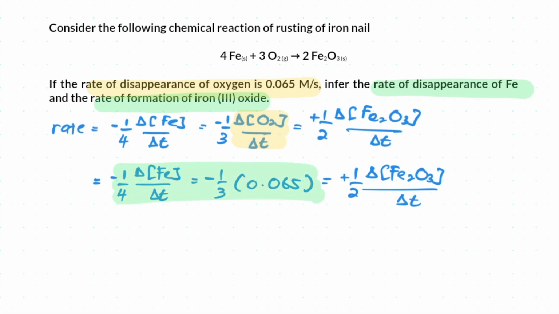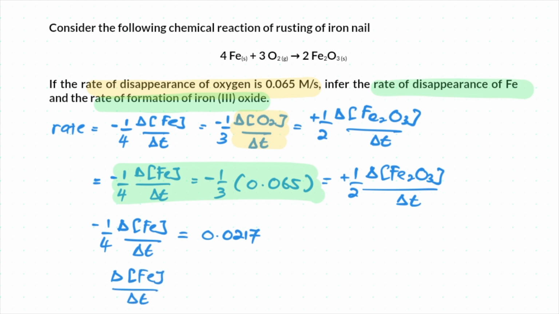So we are going to look at these values. From here we know that -1/4 delta concentration of ferrum over delta t is equivalent to 0.0217. So if we were to find the rate of disappearance of ferrum, delta Fe over delta t is equivalent to 0.0217 times 4. Therefore, it is equivalent to -0.0867 molar per second. So this is the first part.